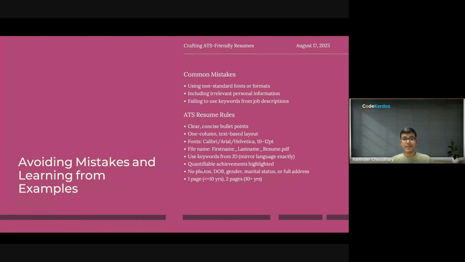What does that include? Well, that includes having some clear, concise bullet points. Don't write big, huge paragraphs like 5-line paragraphs. Instead, use very clear, concise bullet points with proper adjectives telling what the impact was. Impact is a key term here. Okay.